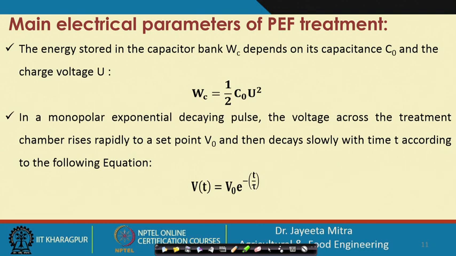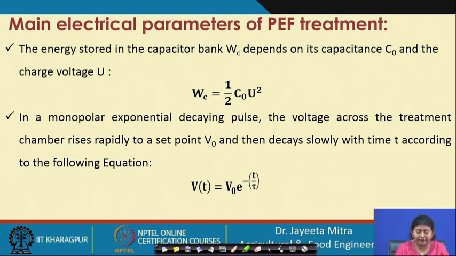The energy stored in the capacitor bank W c depends on the capacitance C 0 and the charge voltage U. Okay. So, the energy we have generated is stored in the capacitor, and when we put on the switch, only then it goes through the electrode and is applied across the food. Okay. So, this stored energy is equal to half of the capacitance C 0 and the charge voltage that we are providing, so half C 0 into U square.